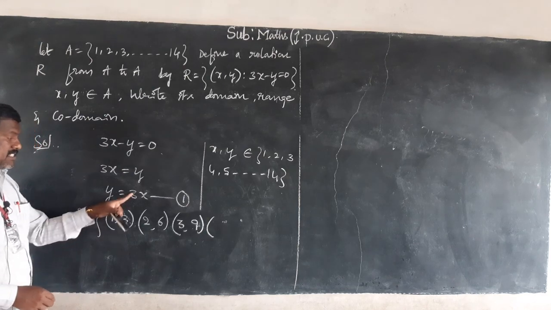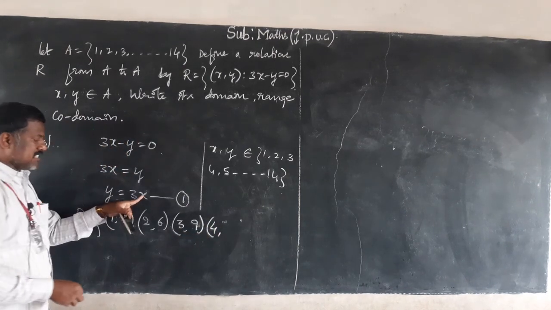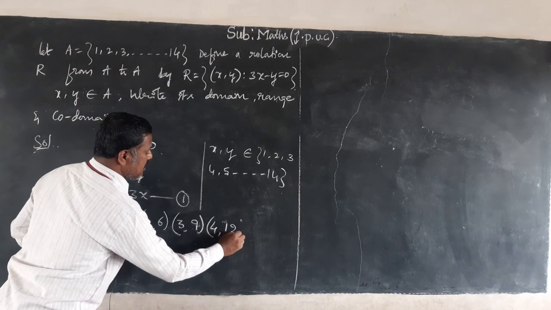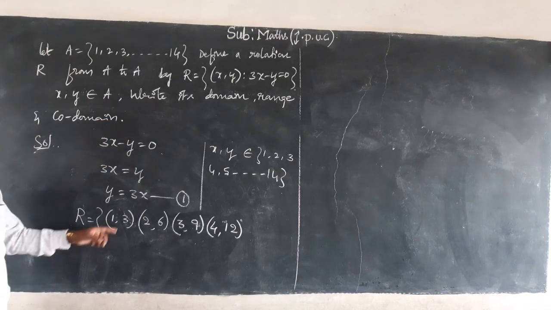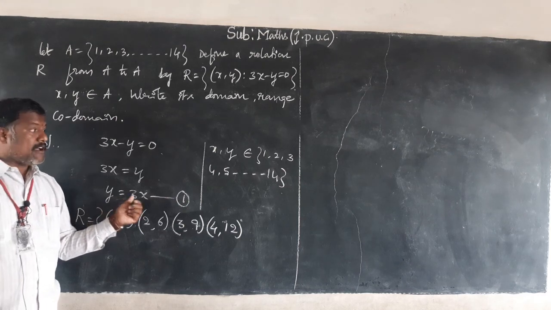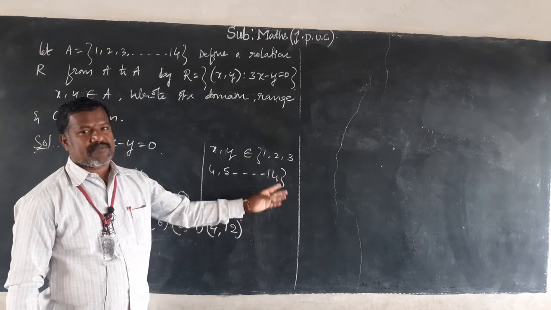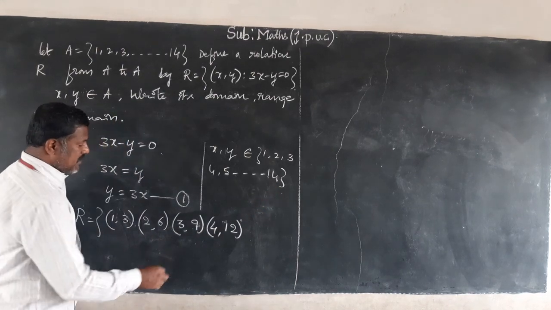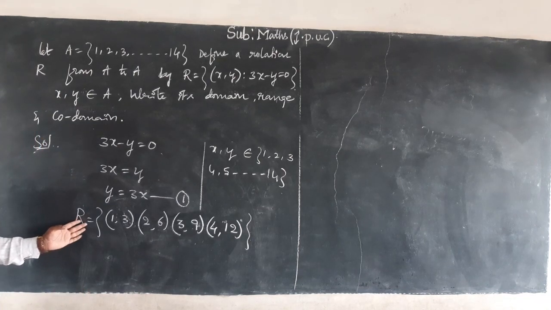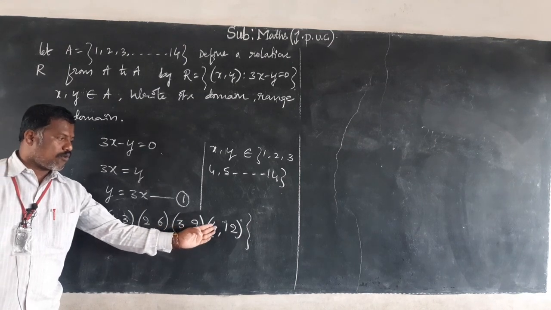Again, if I take x as 4, the value of y is 4 threes are 12. Enough, children. Suppose I take x as 5, the value of y is 5 threes are 15. But here 15 is not there in the set for x and y. That's why this is what we call a relation. Understand, children? Here the relation is (1, 3), (2, 6), (3, 9), (4, 12).